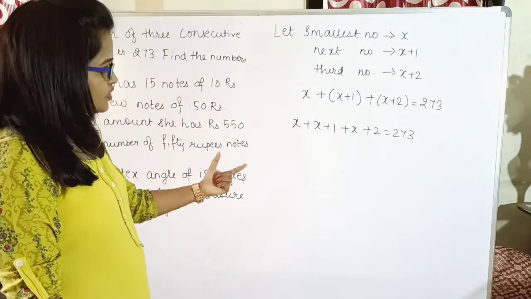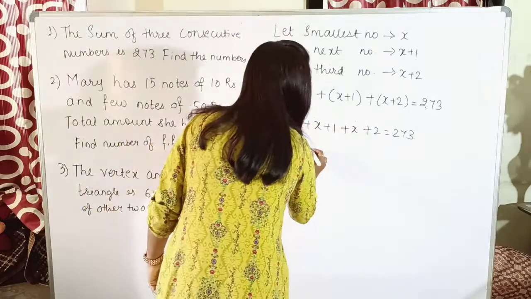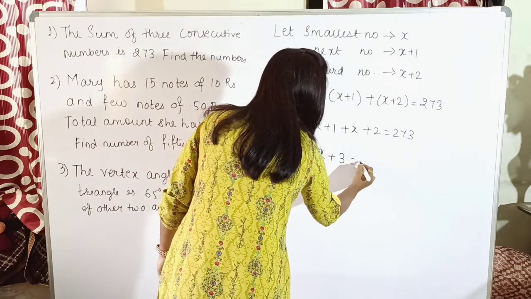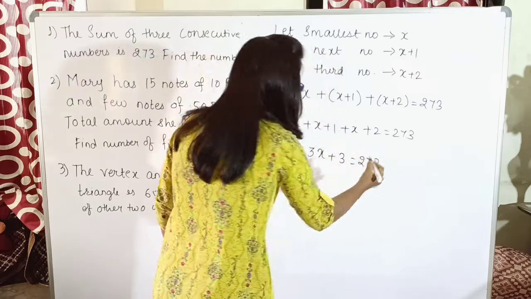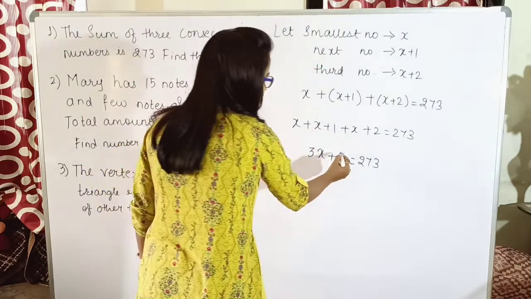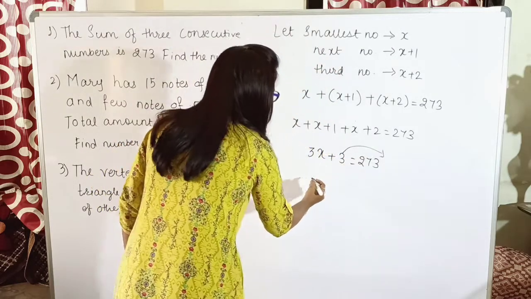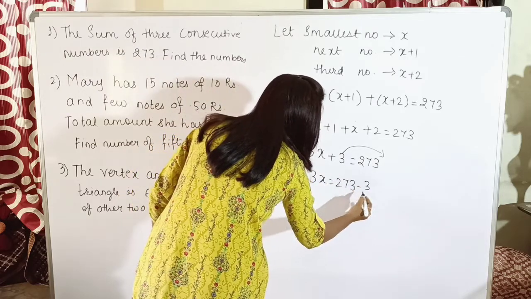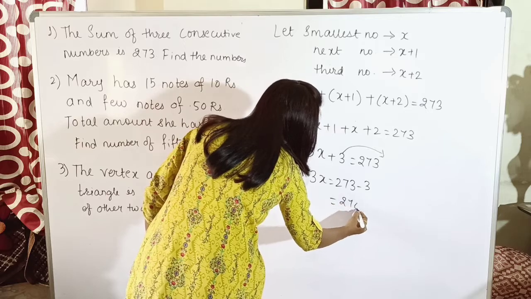So 1x plus 2x plus 1x, that is 3x, plus what is 2 plus 1? 3, which gives me 273. Now by method of transposing, let us shift this 3 to the other side. Here it is in addition. After going to that side, it will go in subtraction. So 273 minus 3, which gives me 270.